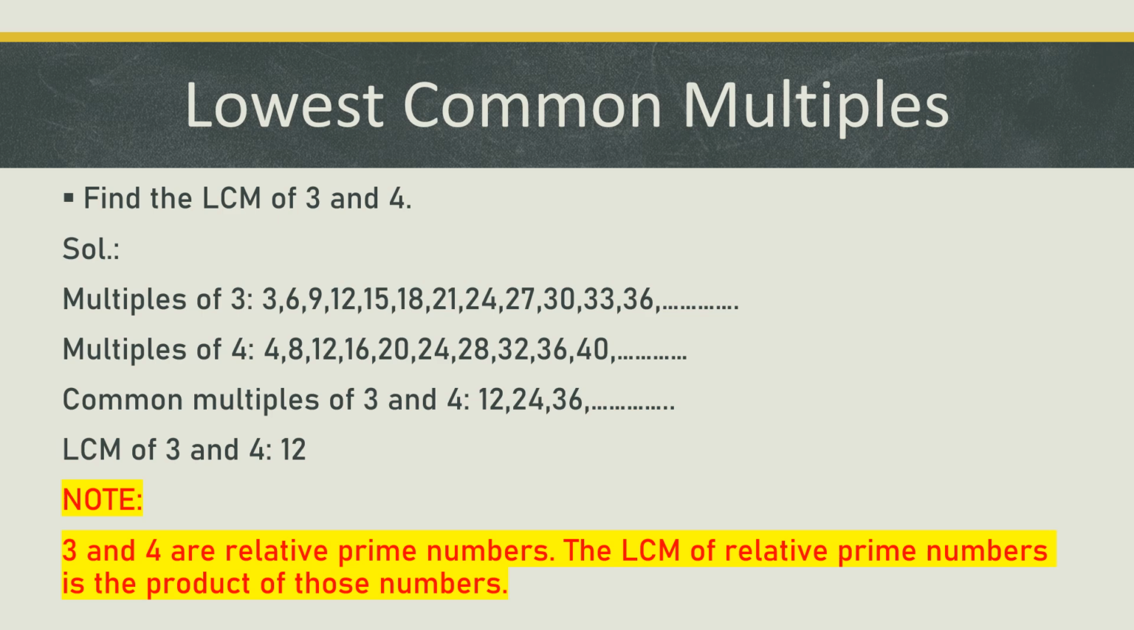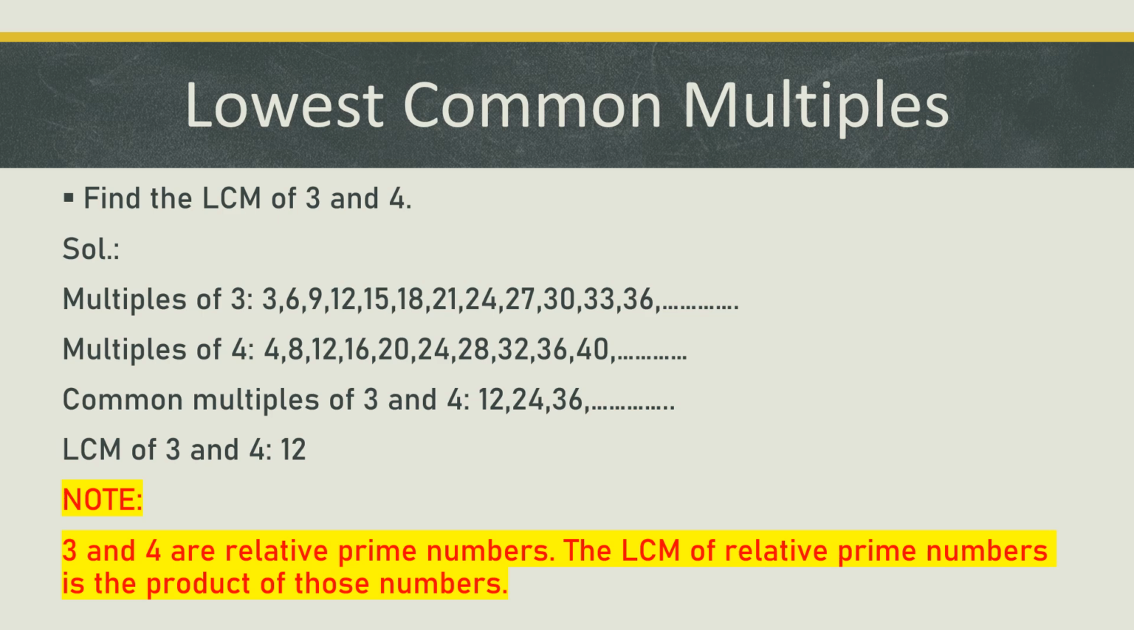Now here multiples of 3 are 3, 6, 9, 12, 15, 18, 21, 24, 27, 30, 33, 36 and so on. Multiples of 4 are 4, 8, 12, 16, 20, 24, 28, 32, 36, 40 and so on. Please keep it in mind, you need not write many, just write up to 12 or 15 multiples, it's more than enough. Don't write more than that.